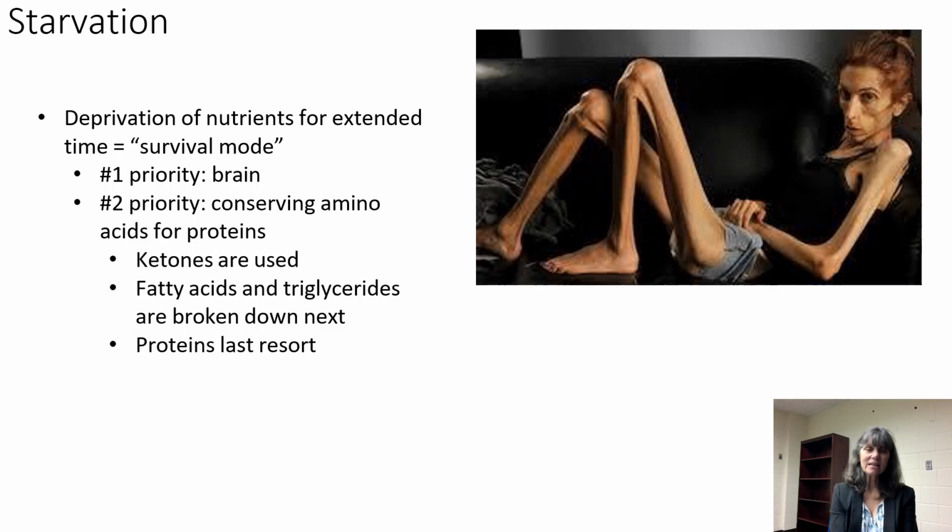And fatty acids, triglycerides, are the second form of energy that the body will use. So initially, ketones are going to be produced and used. Secondarily, fatty acids and triglycerides will be used. And then proteins are broken down as a last resort. And you can see in this picture how this person has lost so much muscle mass and bone mass, bone density, because there are proteins everywhere in the body. Remember, collagen is the most abundant protein in the human body. We have collagen in bones. We have collagen all over the body and connective tissue.